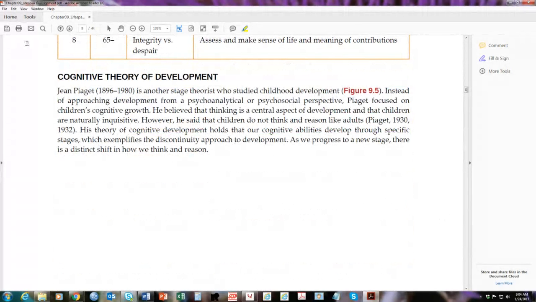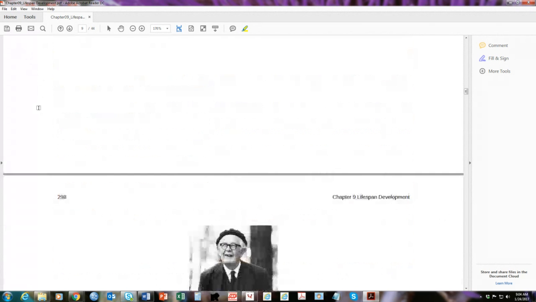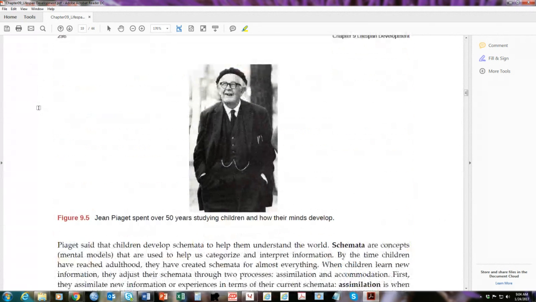Now, Jean Piaget is known for a stage theory of cognitive development. So cognitive development is the development of thinking and problem-solving ability, reasoning ability, and so forth, and so that's his approach. And there he is, Jean Piaget in his later years.